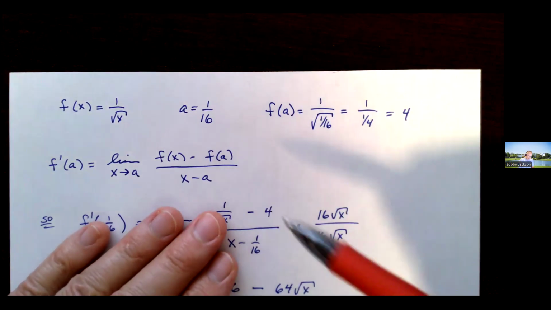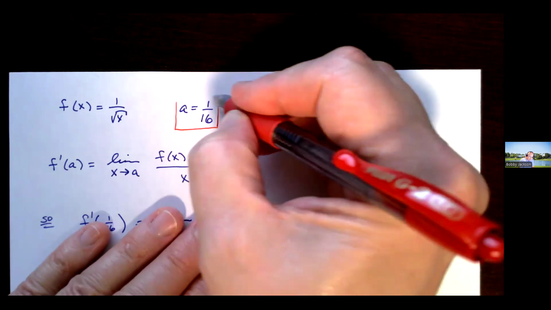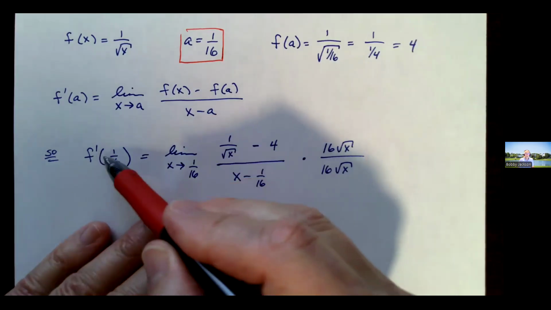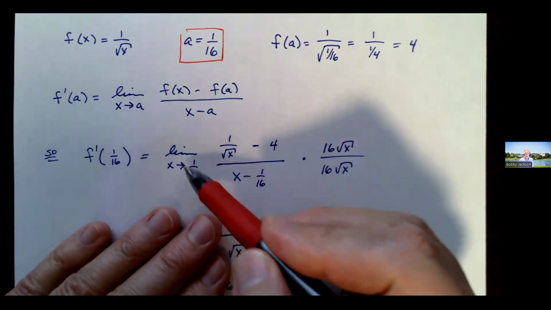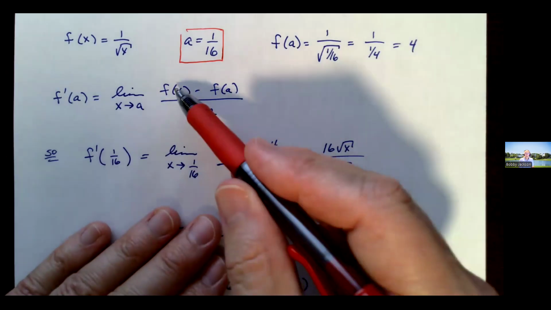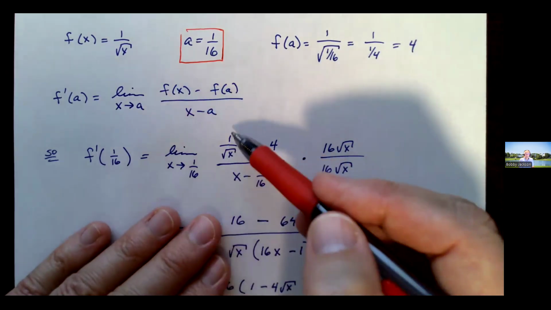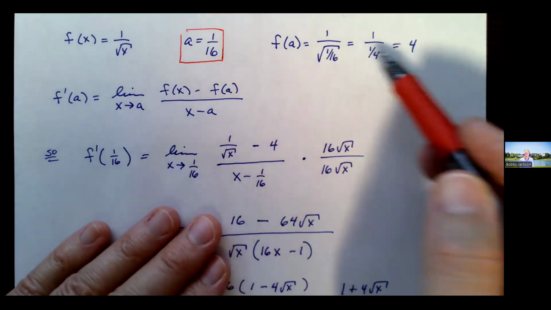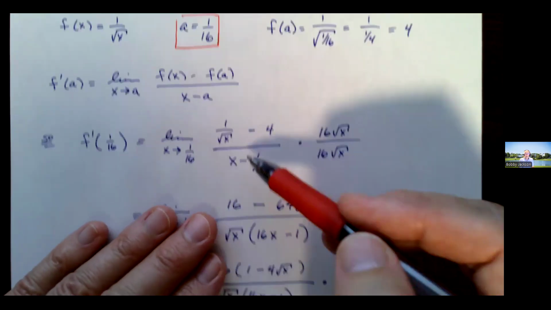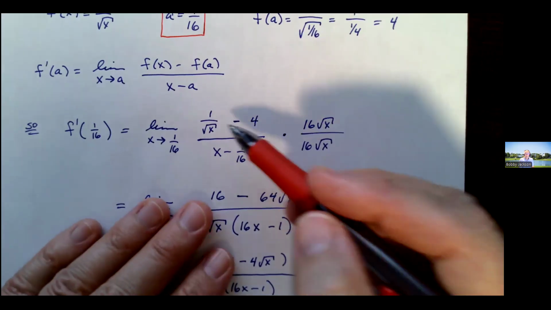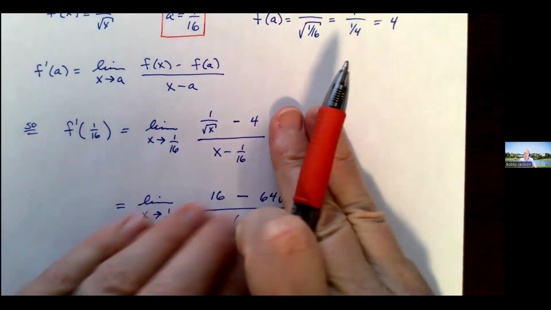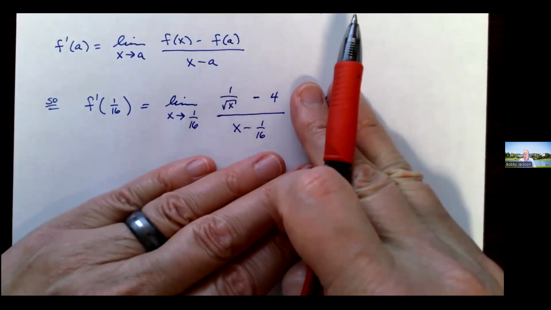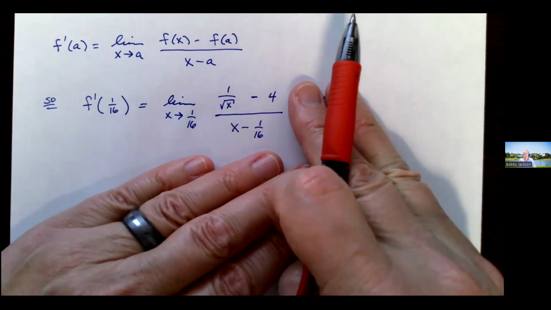So let's plug everything in, and just keep in mind the value of a is 1/16th. Everywhere I see an a, I'm going to replace it with 1/16th. So f prime of 1/16th is the limit as x approaches 1/16th of f of x, which is 1 over the square root of x, minus f of 1/16th, which we found to be 4, all over x minus 1/16th. If you plug in 1/16th right now, of course, you're going to get 0 over 0, an indeterminate form. So we have to do some work to find the limit.